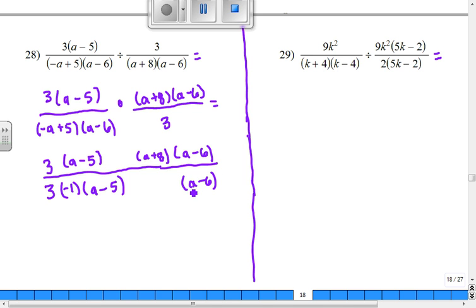So I line those up. So let's make sure I have everything accounted for. I have the 3, the a minus 5, a plus 8, and the a minus 6. I have the 3, I have the negative a plus 5, this takes care of that, and I have the a minus 6. So let's see what makes our 1s. So we can make a 1 right here. We can make a 1 right here. Still sideways, still a 1. Okay, we can make a 1 right here.